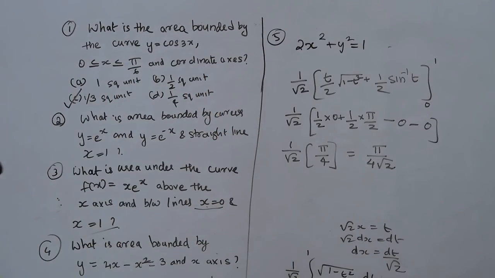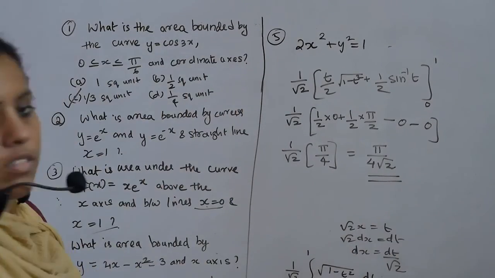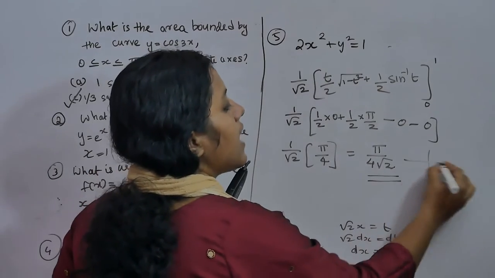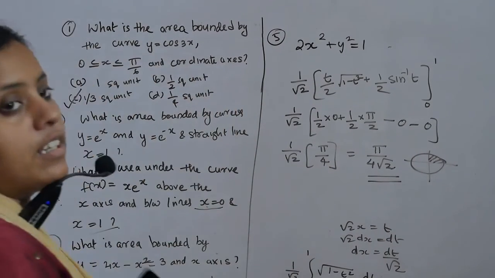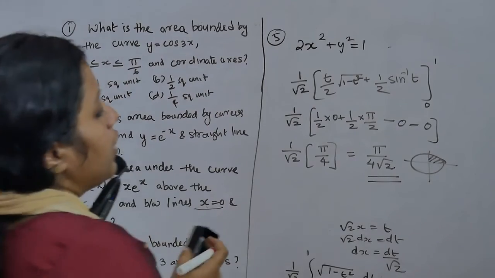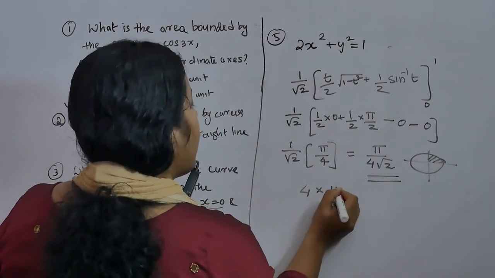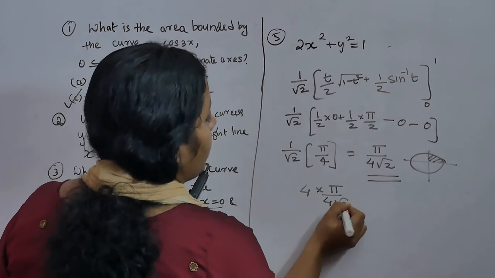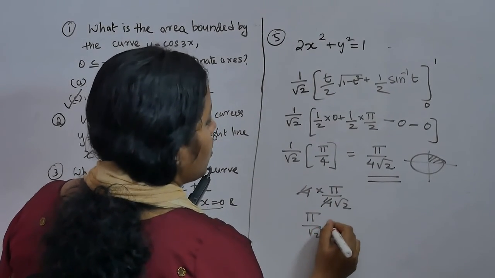Now this is the area for a single portion. That means if this is the ellipse, this is for this portion, but we need the whole ellipse, that is we need to multiply this with 4. So 4 into pi by 4 root 2, so this and this will go and the answer will become pi by root 2 square units.